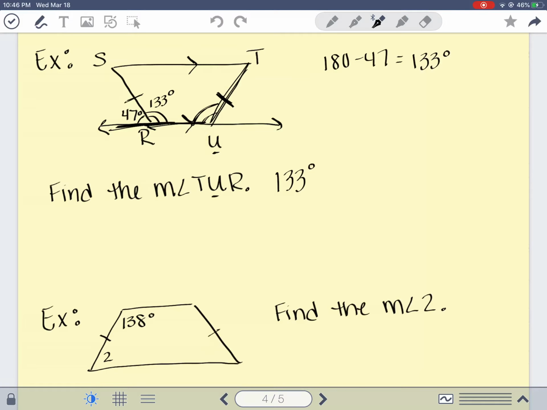And then we could also go on to find this angle right here, which is 47, because we have our parallel lines cut by our transversal. These are alternate exterior angles, 47 degrees. That's from a few chapters ago, just a little bit of a reminder.